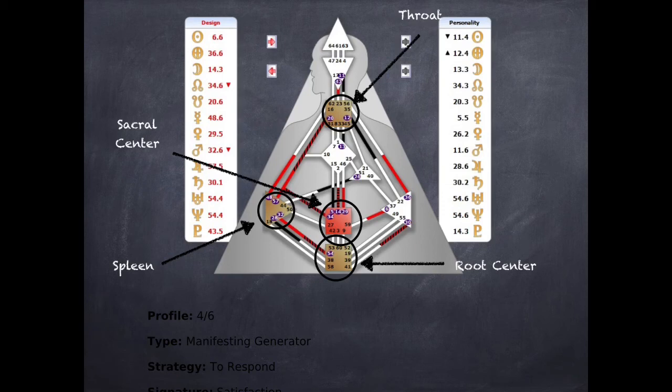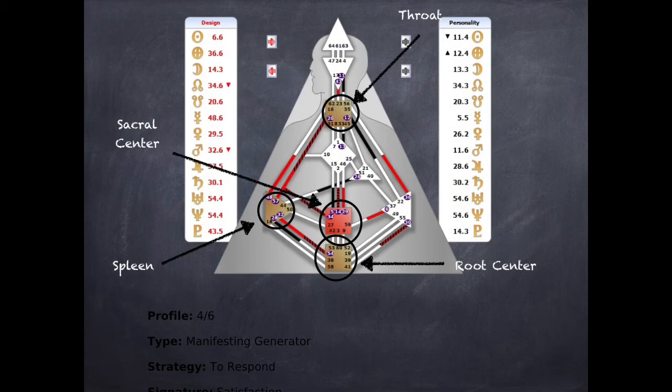And how it's motorized is through the 34-20, which goes directly to the throat. So if you notice there's a channel, it's kind of like an angled channel that goes directly to the throat. And if you also notice, you can see that they also have a motor from the root center going from the 54 to the 32, then right into the 57 to the 20, right to the throat. So this person has two motors to the throat.